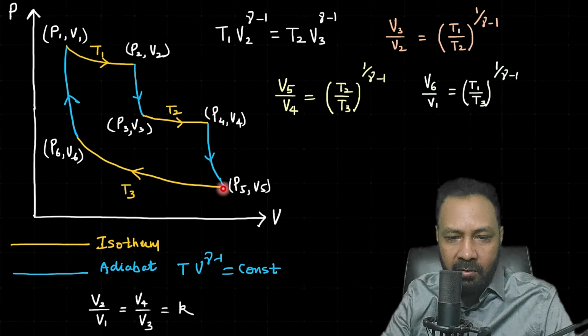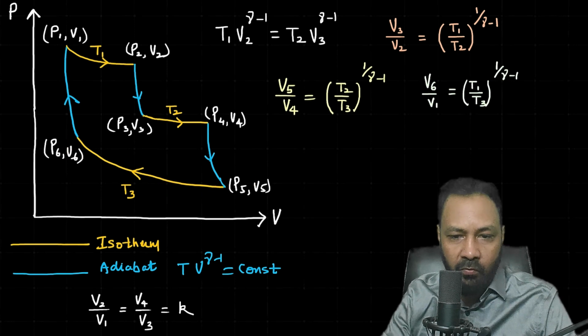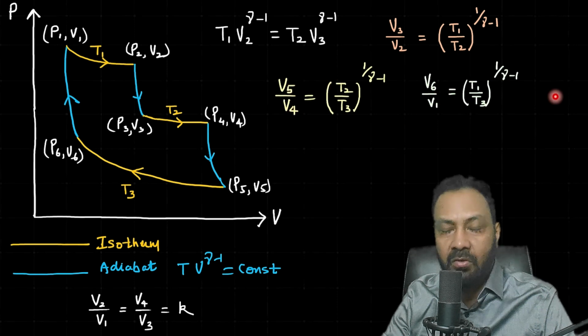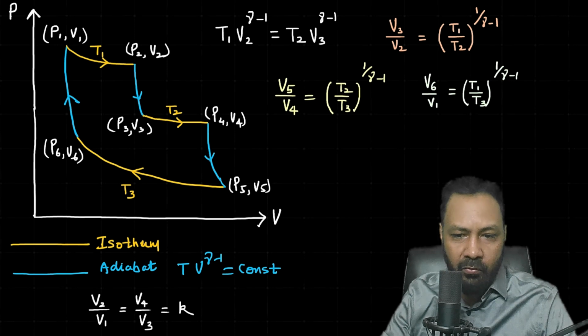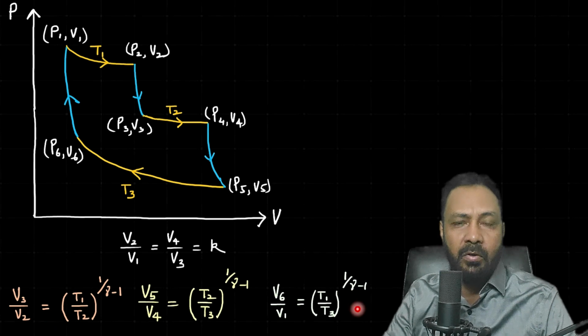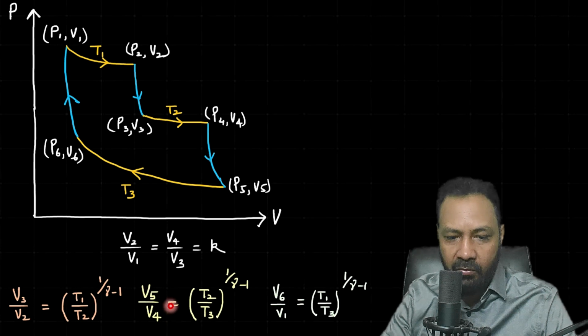So I am interested in this V5 by V6, which I will be needing later. You can see in this equation there is V5, and in this one there is V6, so you just divide this equation by this equation. Whatever we obtained I have just put into this page. So I am interested in V5 by V6. V5 is here, V6 here. So divide this equation by this equation.